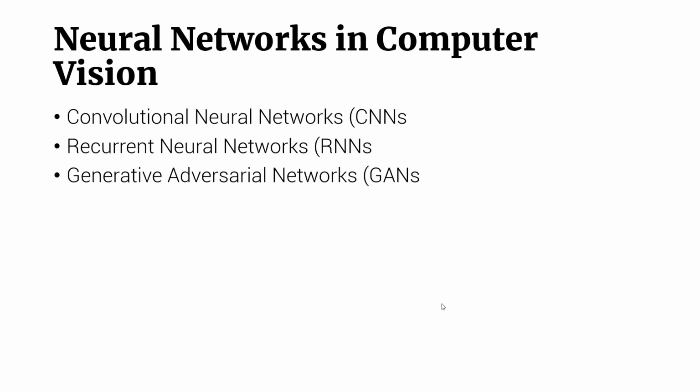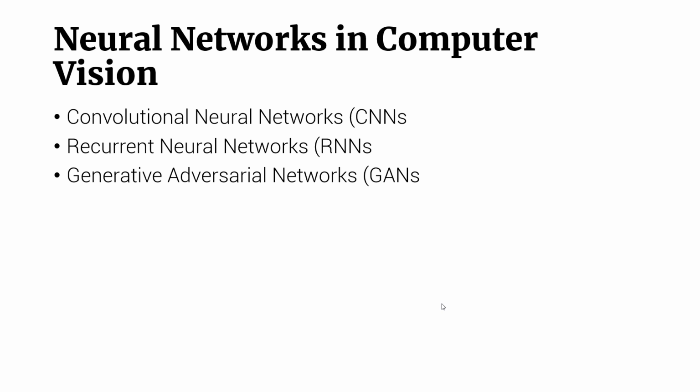So we have here neural networks in computer vision, the CNN, the RNN, and the GAN. When we say neural networks, no, in computer vision, neural networks are computational models inspired by the structure and function of the human brain. They consist of interconnected layers of artificial neurons that process input data to perform tasks like image classification and object detection.